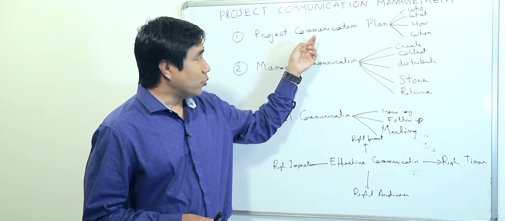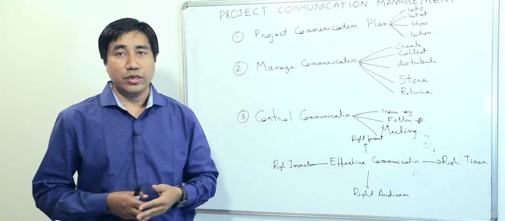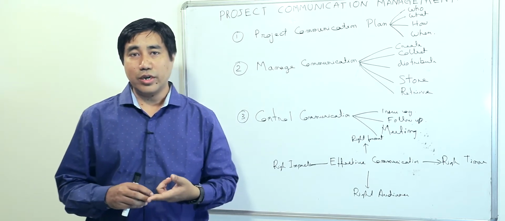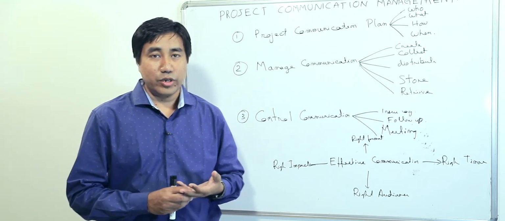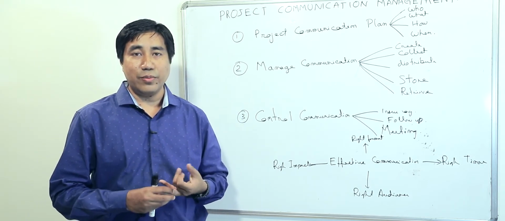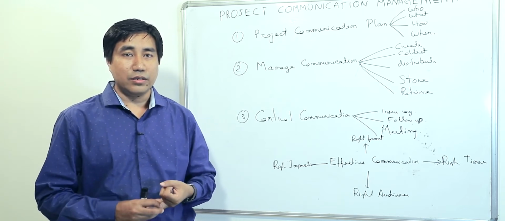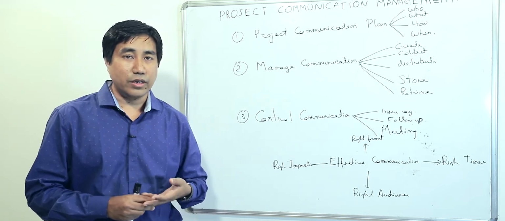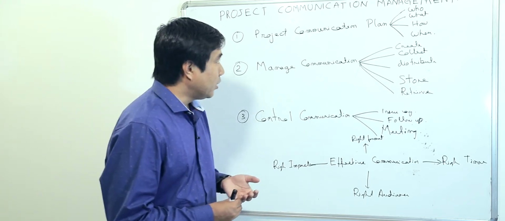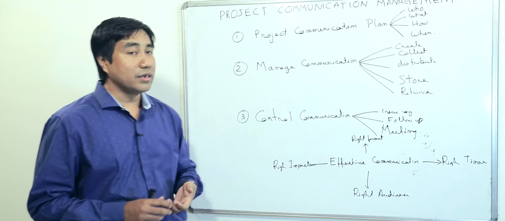All this detailed planning of communication will be done in project communication planning. To do this planning, we should know the requirements of the project. We should also have the stakeholder register, so that if we have to send out a set of emails, we know which stakeholders are involved in the project. The next one is managing the communication.